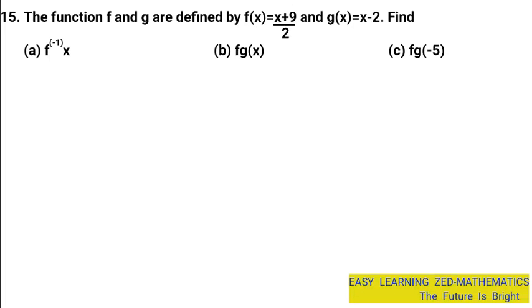Okay, question 15 was as follows. The functions f and g are defined by f of x is equal to (x plus 9) over 2 and g of x is equal to x minus 2. Find A, the inverse of f of x, B, fg of x, and C, fg of negative 5. So let's start with question A, which is the inverse of f of x.